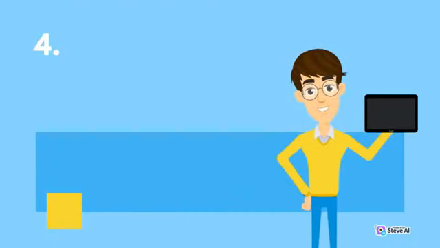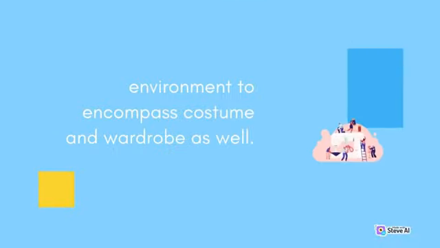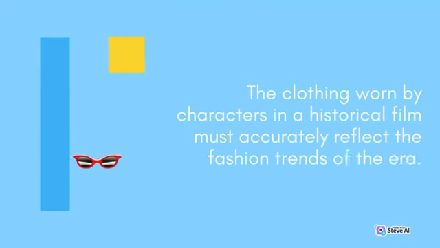4. Attention to costume and wardrobe. Set design extends beyond the physical environment to encompass costume and wardrobe as well. The clothing worn by characters in a historical film must accurately reflect the fashion trends of the era.